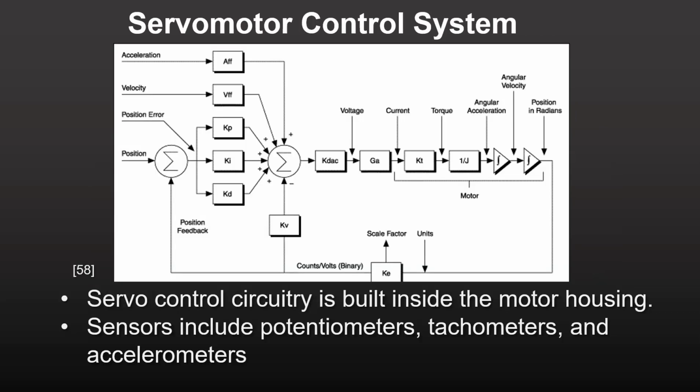Here's a standard block diagram of a motor control loop. Hopefully, it looks just like what you studied in your classes on control theory. Servo control circuitry is built inside the motor housing. Sensors include potentiometers, tachometers, and accelerometers. The control loop is generic for controlling motor position, velocity, and acceleration simultaneously. Recall that velocity is the first derivative of position and acceleration is the second derivative. This is evident from the two integral blocks on the right side of the loop.